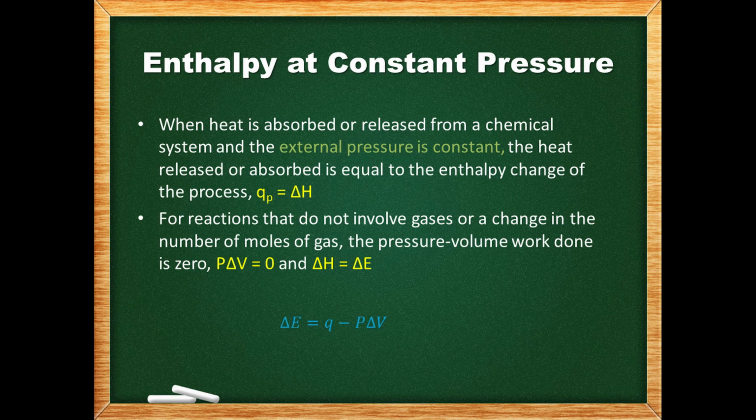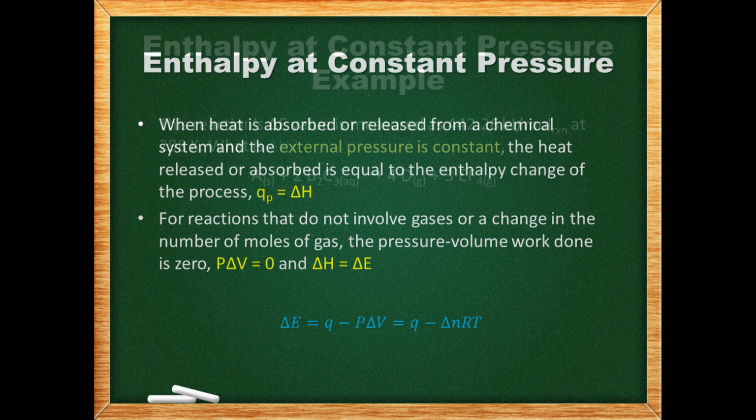We can see this by looking at the equation for change in internal energy. Delta H is Qp and the work is negative P delta V. After looking at the ideal gas law, we know a gas's pressure times its volume equals the moles of gas times the gas constant times the temperature. We can replace the P delta V term with the change in moles times R times T. If there is no change in moles of gas, then the equation simply becomes delta E equals delta H.